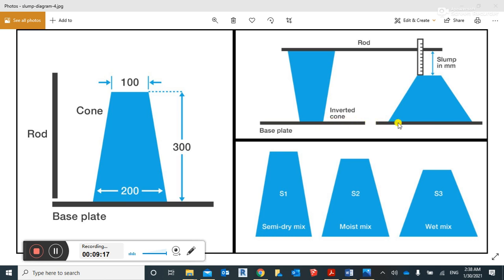This is very important, in the same level. And we measure this height. This height is the slump in millimeter. This is the rod, this is the tamping rod. Sometimes we measure by the plumb bob also. It should be in the same level, should not be inclined, otherwise the values of slump vary, then change. Guys, this is the semi-dry mix, this is the moist mix, this is the wet mix.